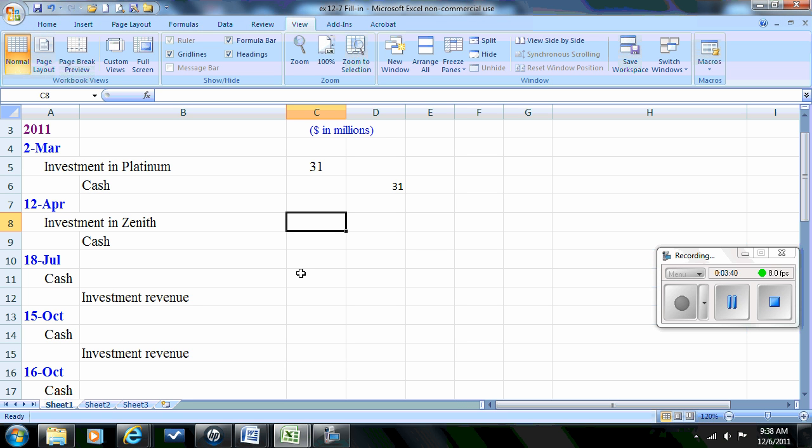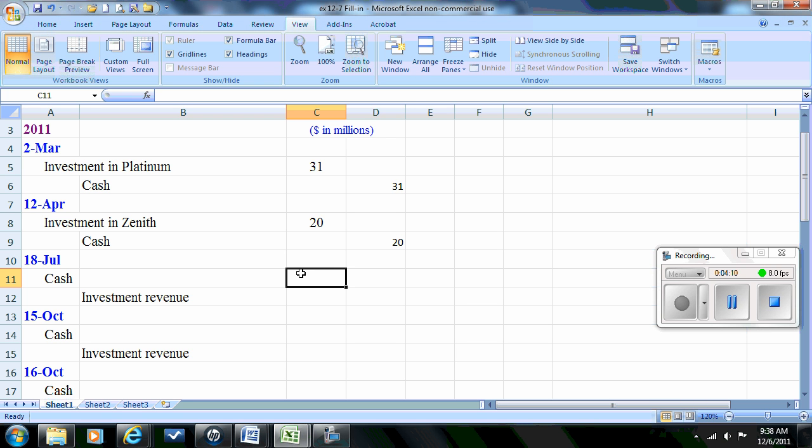We have our second purchase in April. We're going to purchase some bonds from Zenith Corporation. These bonds pay 10% interest semi-annually. We're going to pay the face amount of these bonds, and it's going to cost us $20 million in cash. So we reduce down cash, and we debit our investment in Zenith bonds for $20 million.